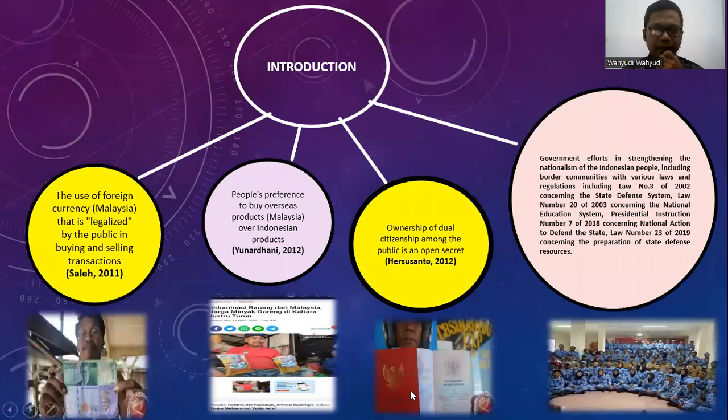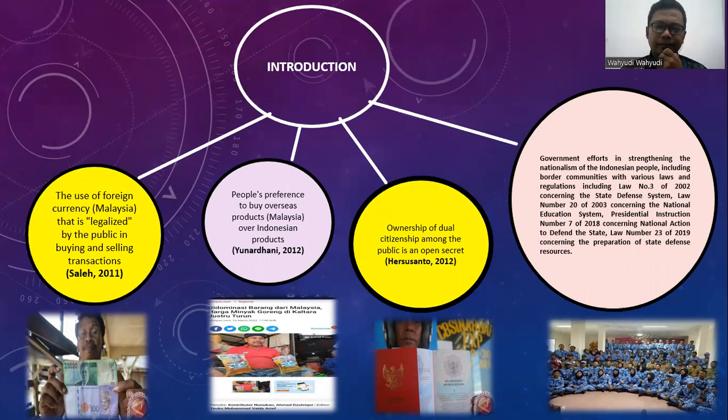We know that Sebatik Island, located in the border area, has some problems. The first, the use of foreign currency, the Malaysian ringgit, which is legalized by the public in buying and selling transactions, according to Saleh 2011. Second, people's preference to buy overseas products from Malaysia over Indonesian products, Yunardani 2012. Third, ownership of dual citizenship among the public is an open secret, Susanto 2012.